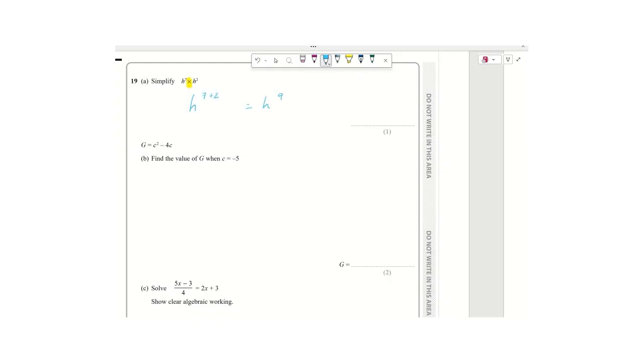Part B, they're telling us that g equals c squared minus 4c. So we've got that expression, and we want to find the value of g when c is negative 5. So the key thing with the negative is to make sure we're putting everything in brackets. So we've got c, which is negative 5 squared, minus 4 times c, which is negative 5. And if you then put that into your calculator just like that, you will get an answer of 45.